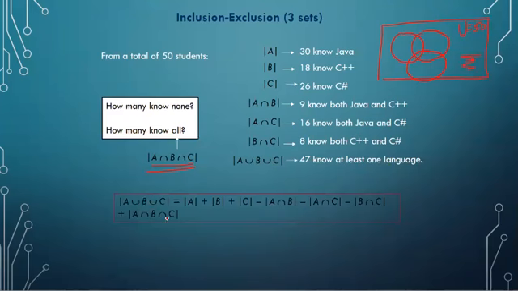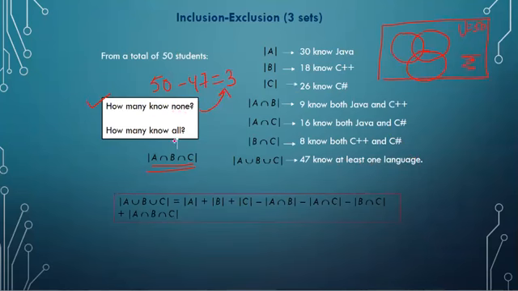Before finding by using the formula, we will try to find this part. How many know none of the languages? So 47 know at least one language. None of the languages means, 50 is the universal set, the total number of students. So none of the languages will be equivalent to 50 minus 47, which is equal to 3. So the solution for this question is 3.